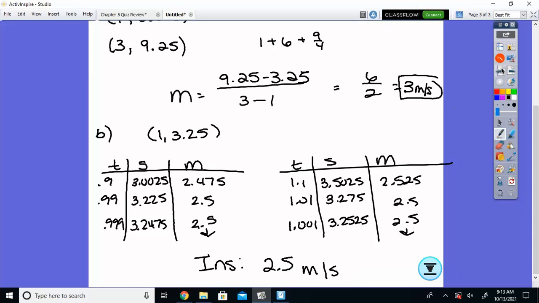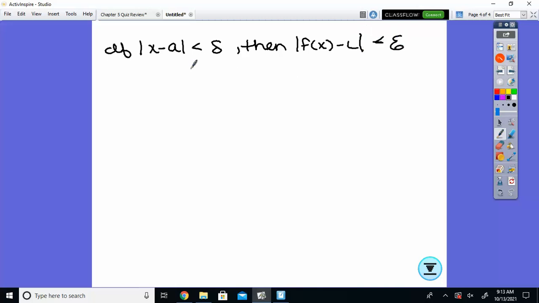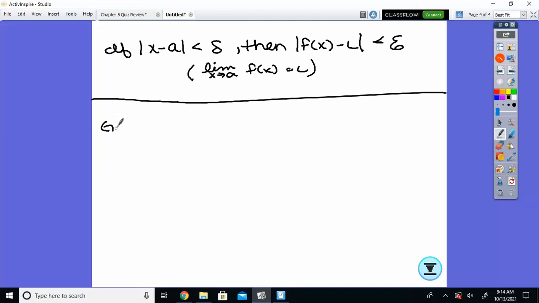Number 12. Okay, so earlier on the study guide, I asked you for the formal definition of a limit. So the actual definition of a limit is if the absolute value of x minus a is less than delta, then the absolute value of f of x minus L is less than epsilon. So that's the definition for the limit as x approaches a of f of x equals L. So your formal definition is with the epsilon deltas.